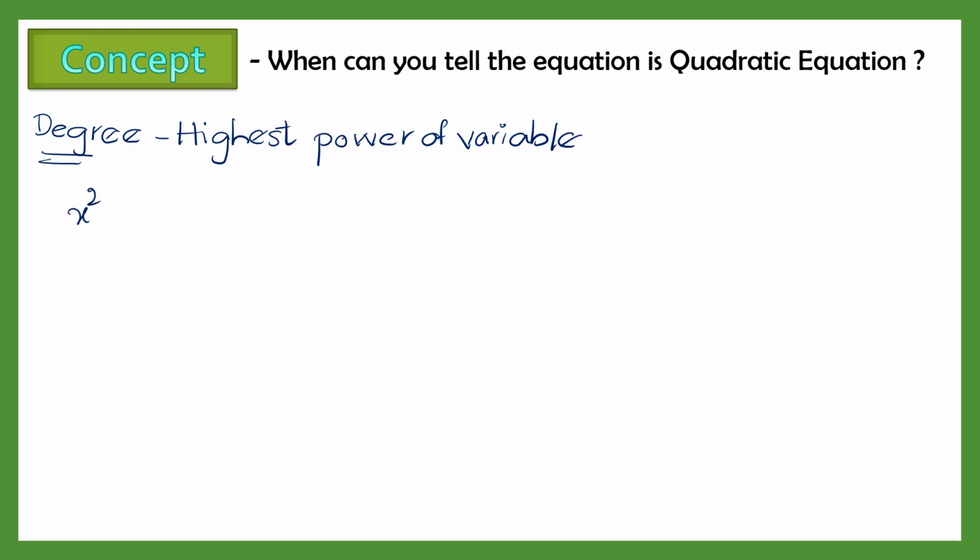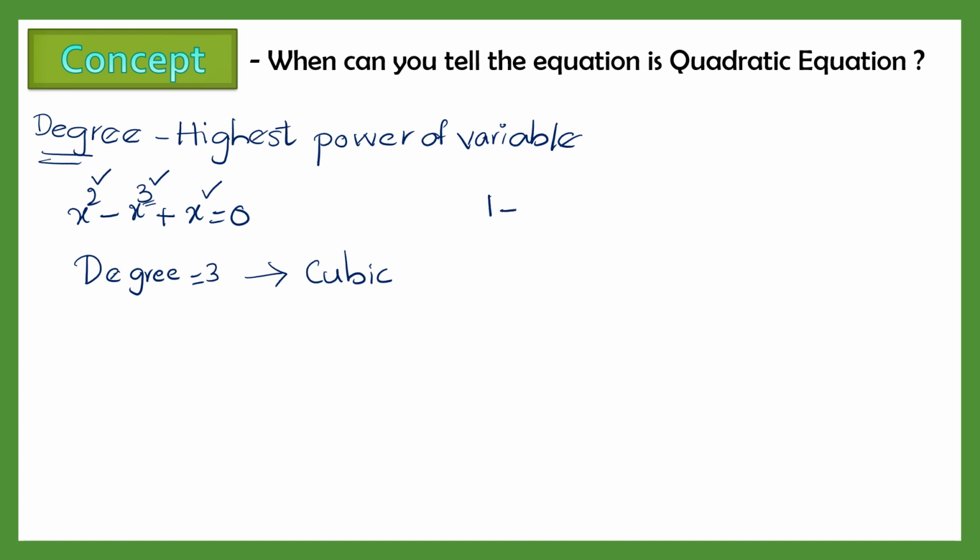x square minus x cube plus x is equal to 0. Let us think this is an equation. What is the degree of this equation? Degree is the highest power. The variable you have here is x. In x square the power is 2, in x cube the power is 3, in x the power is 1. So the highest number is 3, so the degree will be 3. If the degree is 3, the equation is called a cubic equation. So based on the degree you can tell the type of equation.